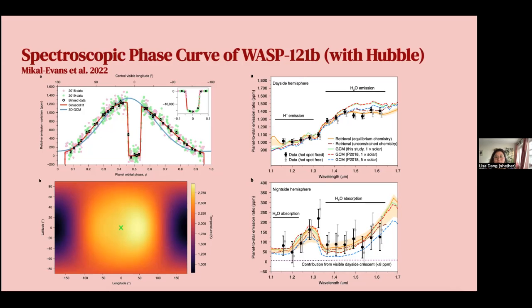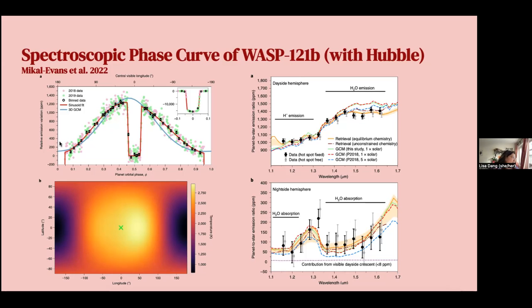And here, what I'm showing you is not JWST results, but rather a result with the Hubble Space Telescope. Like I said, JWST might be the successor of Spitzer because of the same infrared wavelengths, but it's also the successor of Hubble, because we can do almost the same science with the two of them for planets. So this here is a spectroscopic phase curve of WASP-141b with Hubble.